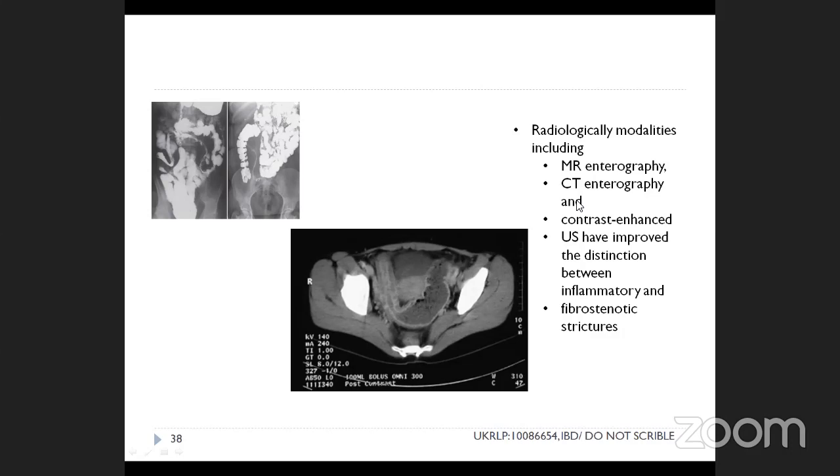enterography. I don't think the ultrasound has got a role. So ultrasound has improved distinction between inflammatory and stenotic strictures, but with the use of CT, we can pick it up. We can pick everything.